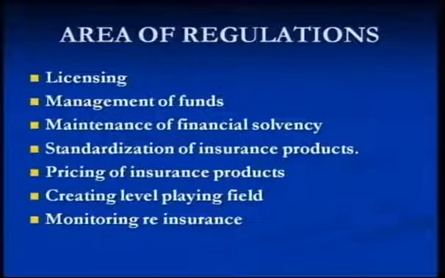Generally, regulators work through different types of operations. Main functioning of regulator is licensing of insurance companies and intermediaries like agents, brokers, corporate agents, etc. So they try to control the licensing so that only qualified and professional people are entering the field. People who want to make money or speculate are not allowed in this field, and this is controlled by regulators' licensing system. Second part is management of fund.